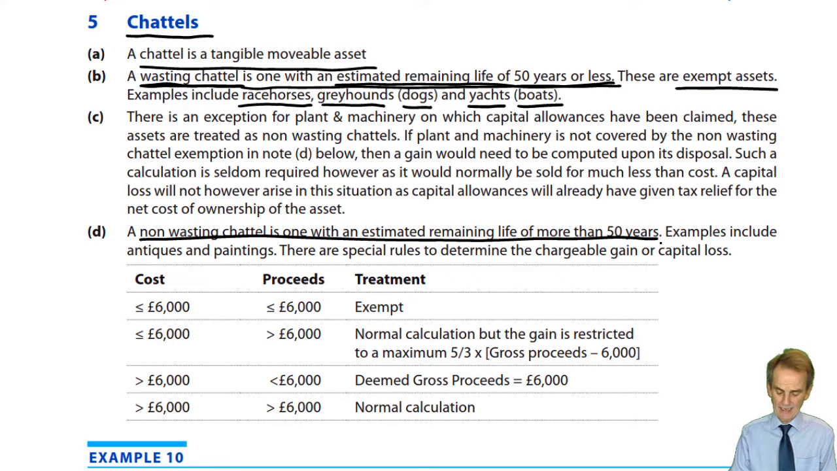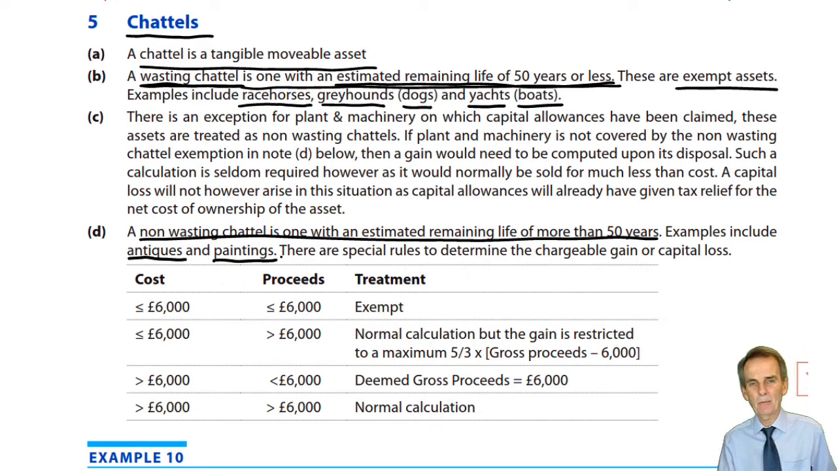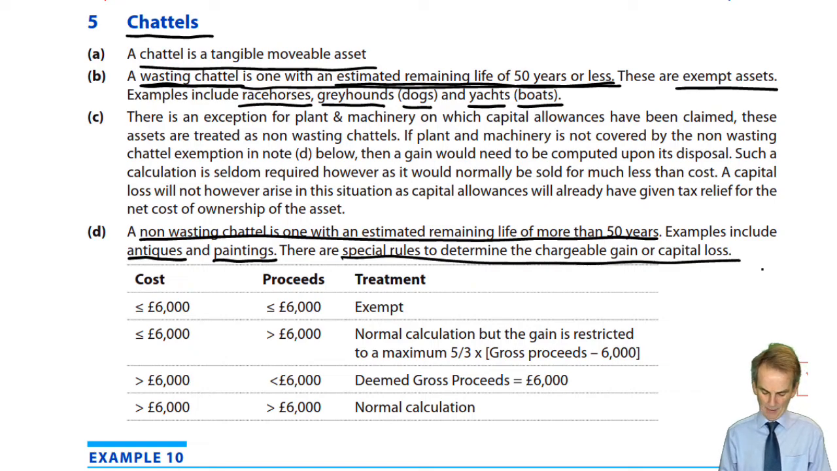If we've got a non-wasting chattel, i.e. with an estimated remaining life of more than 50 years, examples here would include antiques, paintings, items of jewellery, various items of furniture. Any tangible, movable asset that isn't wasting, a non-wasting chattel here, we have special rules for. Again, we may see that the gain or loss is exempt. We may see that only some of the gain is chargeable, or that only some of the loss is allowable. Special rules to determine the chargeable gain or capital loss.